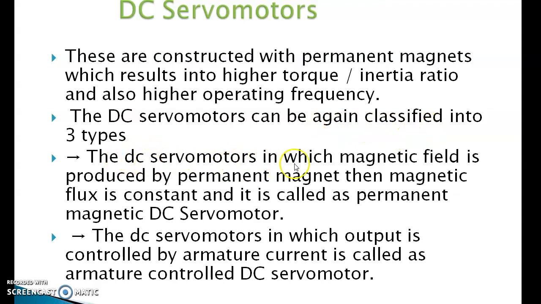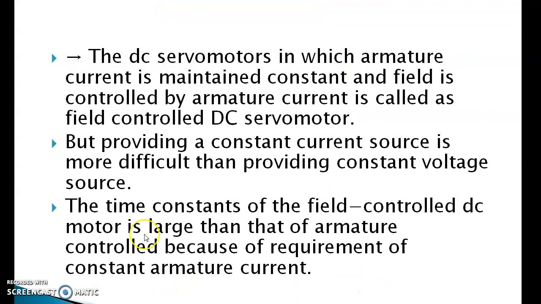The DC servo motors in which the magnetic field is produced by a permanent magnet, so the magnetic flux is constant, are called permanent magnet DC servo motors. The DC servo motors in which the output is controlled by the armature current are called armature controlled DC servo motors. The DC servo motors in which the armature current is maintained constant and the field is controlled are called field controlled DC servo motors.